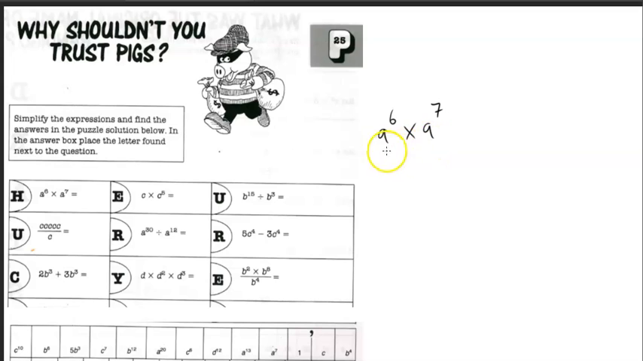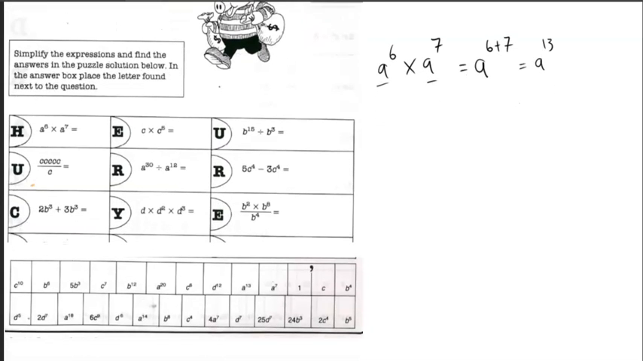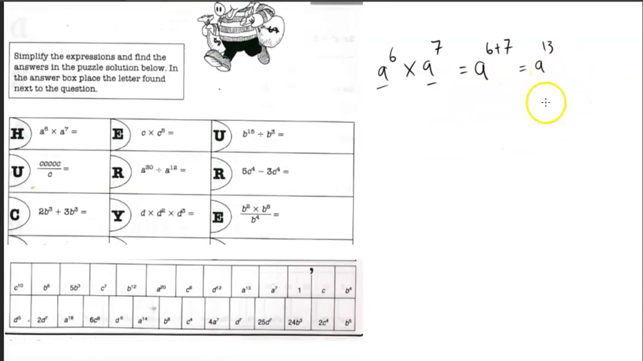Now when we have the same bases, if you watched the previous video, when this is multiplied, you add the powers. So this is just the same as a to the power 6 plus 7, which is a to the power 13. This is the most simplified version that we can get of this question.